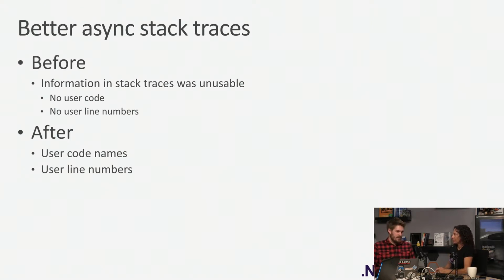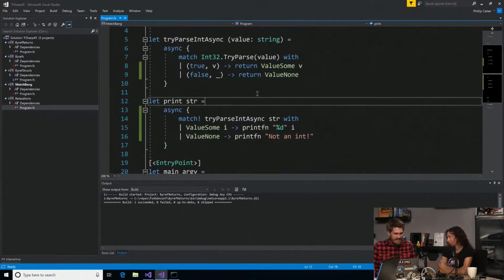And so they're still not perfect. There's a lot of work that has to go into making them good. But today, now with F# 4.5, at least user code names are in the stack trace and user code line numbers are in the stack trace. So that helps people that are just getting started with F# to debug their code. Yeah.